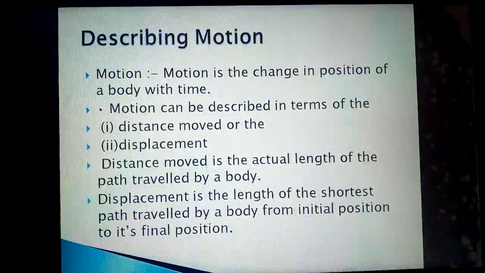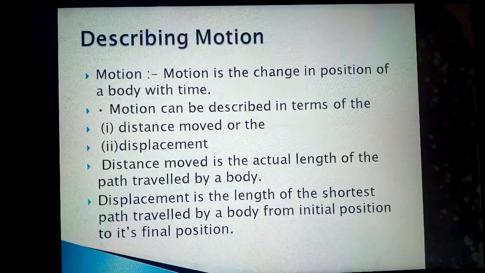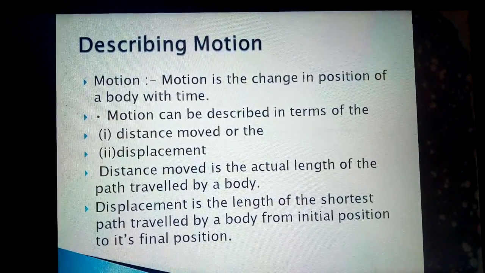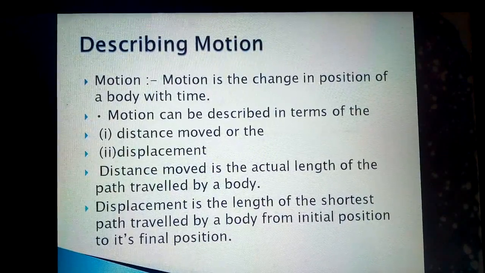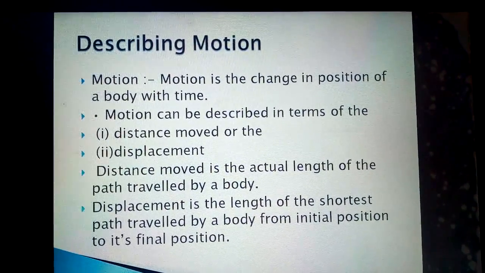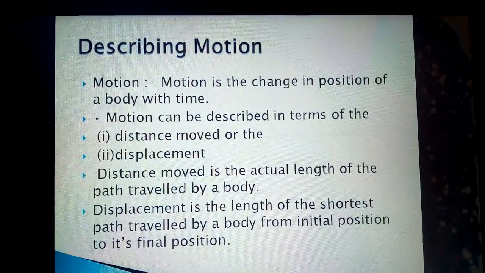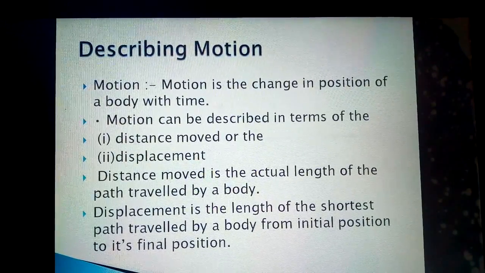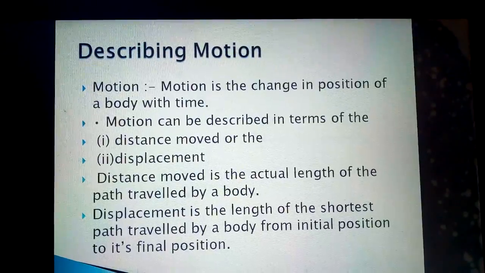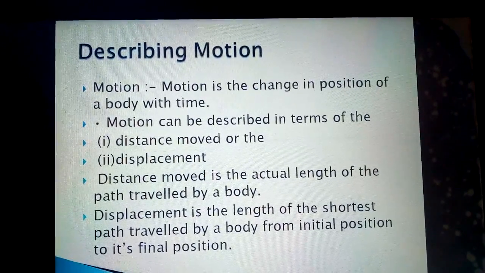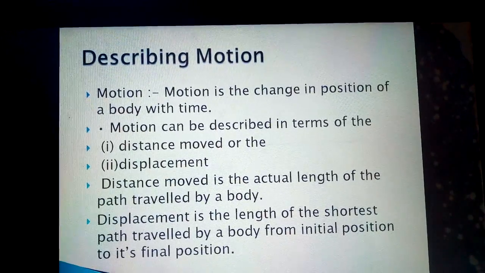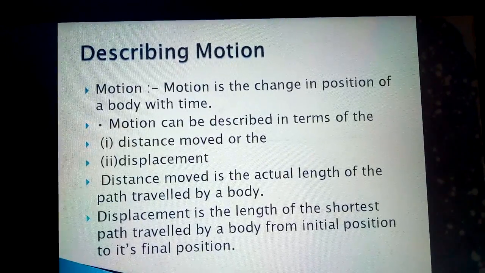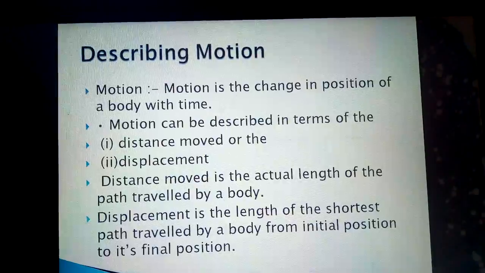When we talk about the path covered, suppose I go from my home to school. The distance from my home to school is 500 meters. So I am walking and traveling that distance of 500 meters from my home to school. This is my distance covered. Now when we talk about displacement, when I'm there at school, my displacement is also equal to the distance covered.